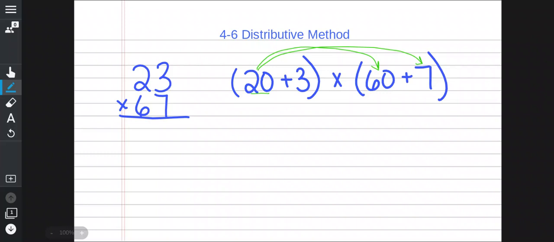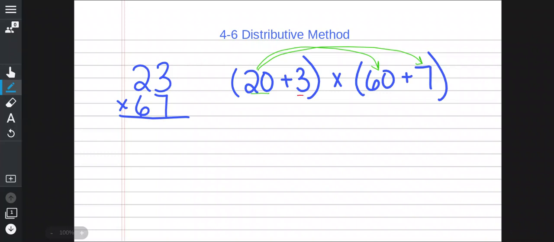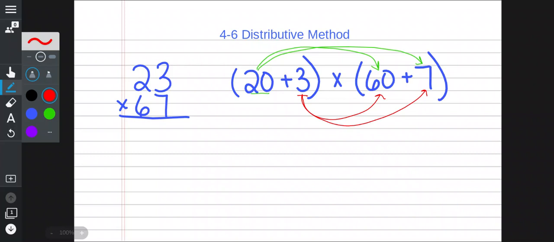Now I'm done with the 20, because it's never going to go to the 3, because that's part of the same number. So now I'm going to move over to the 3. I'm going to distribute the 3 to the 60, and then I'm going to distribute the 3 to the 7. So you're always going to the other parenthesis. And now we're going to put those together.